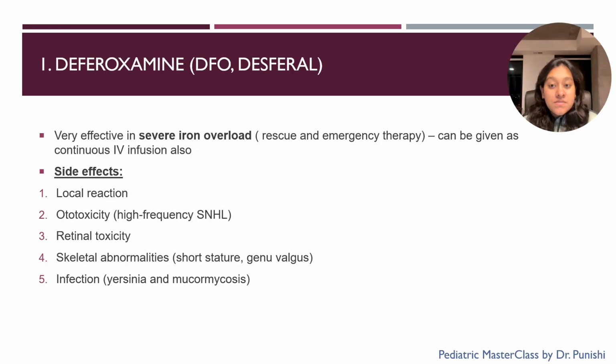So we saw that deferoxamine is the first line agent and was the first ever used iron chelator, but the disadvantage is that it has to be given as a continuous subcutaneous infusion. However, having said that, it is extremely effective in severe iron overload. So for your rescue and emergency therapies, deferoxamine is commonly used. It can also be given as a continuous IV infusion.